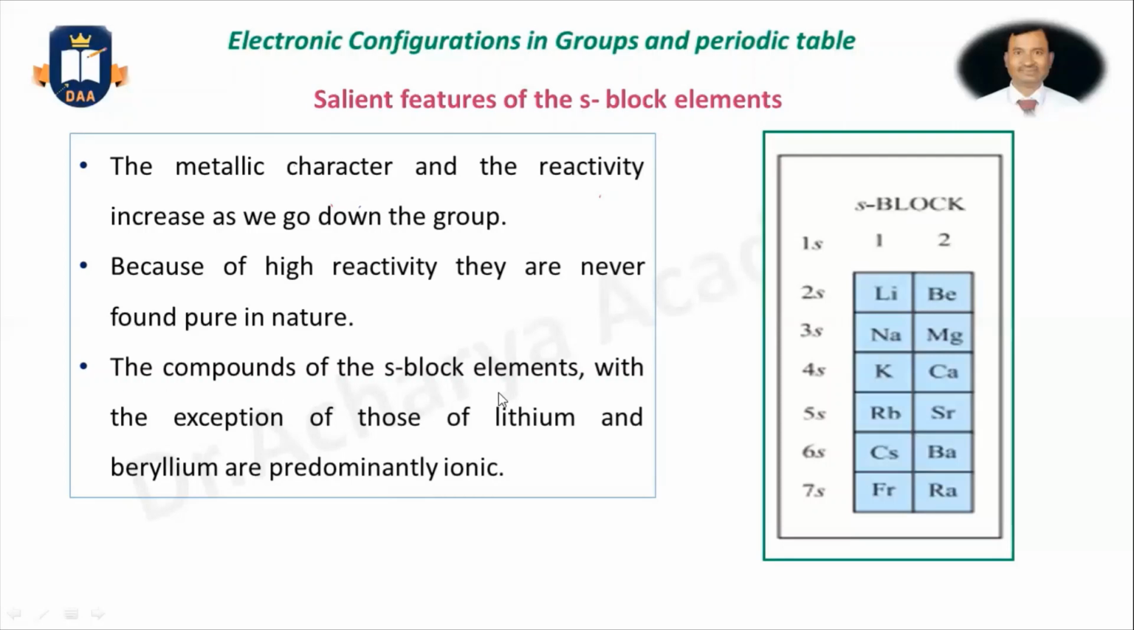The compounds of S block elements, with the exception of those of lithium and beryllium, are predominantly ionic. That is, except the first element of group 1, lithium, and the first element of group 2, beryllium, other compounds of these elements are predominantly ionic.